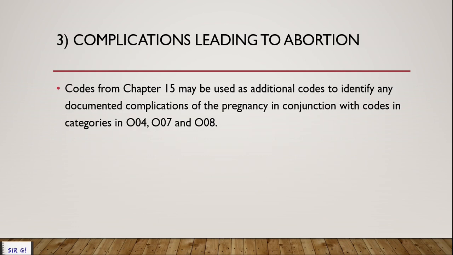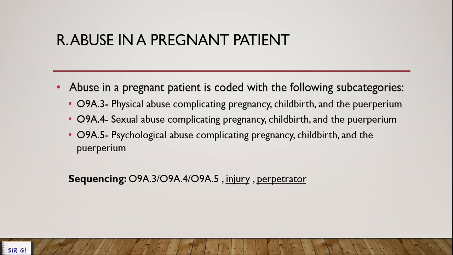Okay? Complications leading to abortion. Codes from Chapter 15 may be used as additional codes to identify any documented complication of pregnancy in conjunction with the codes in subcategories O04, O07, and O08. Okay? I think this is the last one.